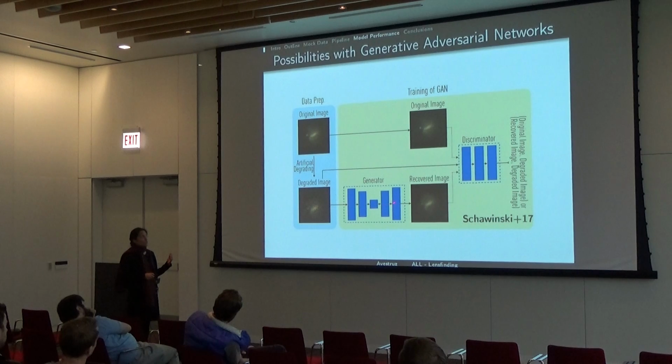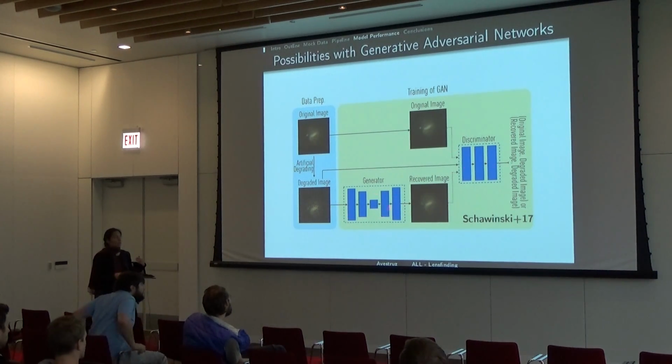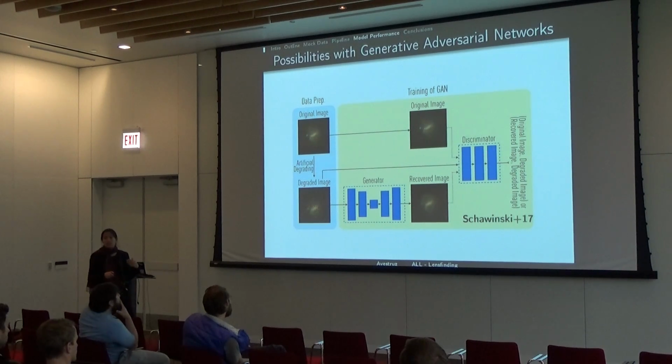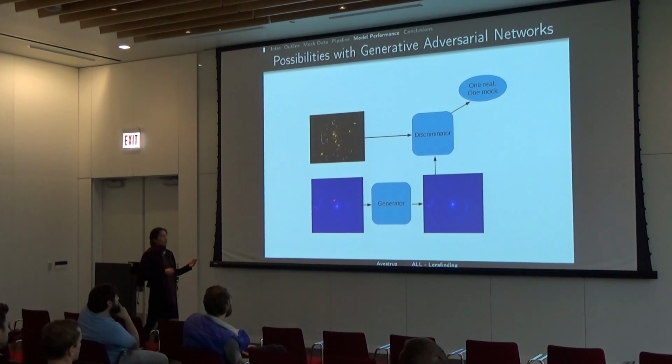But it gets that information from a discriminator which learns the difference between the original image and, say, the degraded image. And then it optimizes the generator such that the discriminator is no longer able to tell the difference between the two. So here's what it might look like for bridging the gap between an observed image and a mock image. You have an observed image, a mock image, a generator, and the output still looks like a mock image.